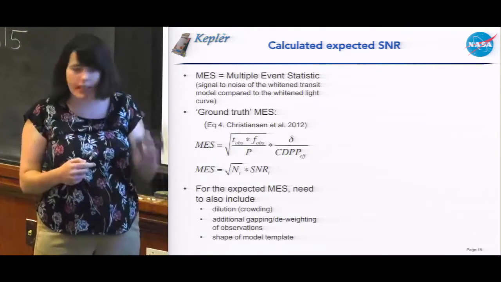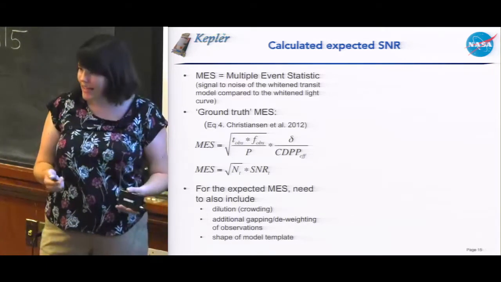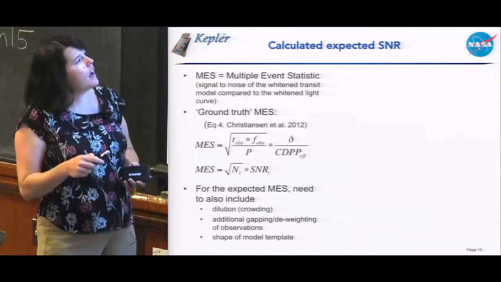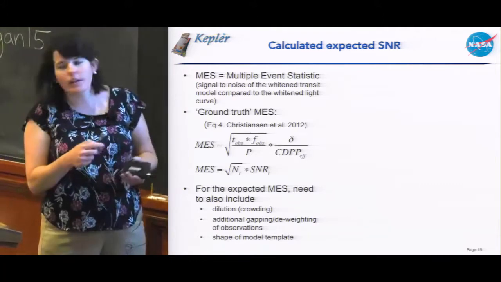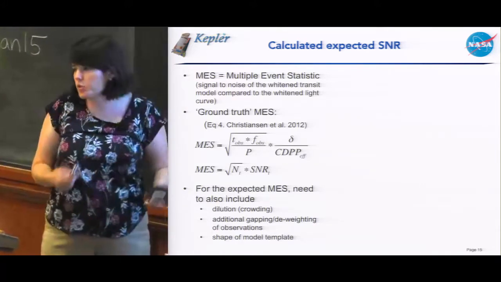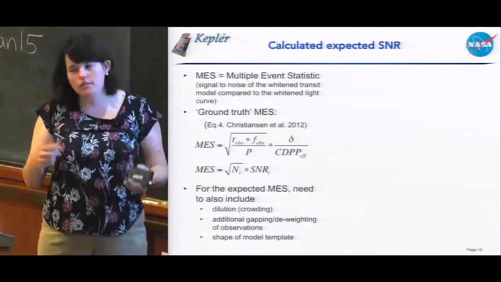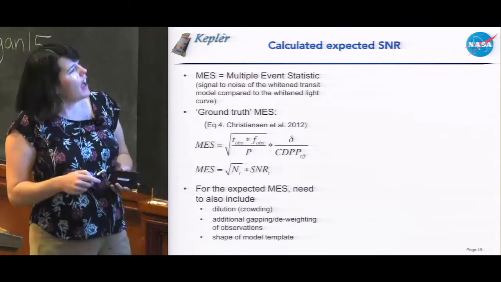Delta is the depth, the transit depth. CDPP is Kepler's measure of the noise in a light curve. So just think of this like the RMS in the light curve. And you can see that these two terms basically reduce down to the square root of the number of transits times the signal to noise in a single transit, which is basically what you expect. But I just wanted to break it out for you because you'll see it in Kepler papers and I feel like people don't understand what it is.